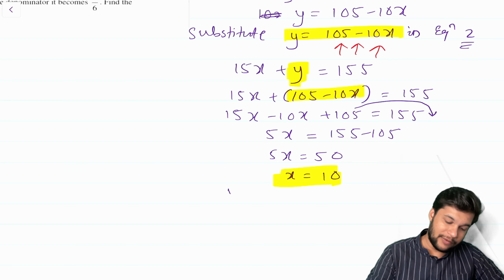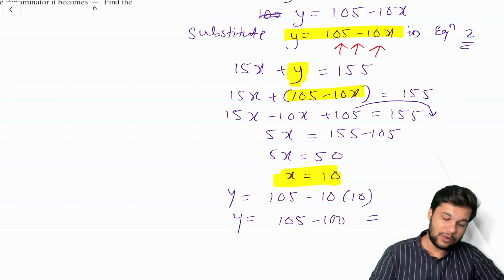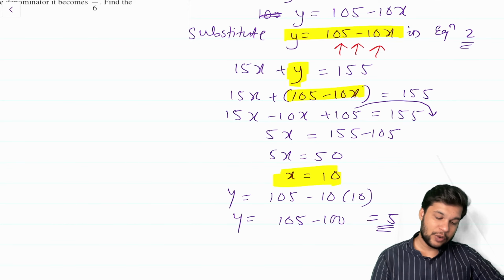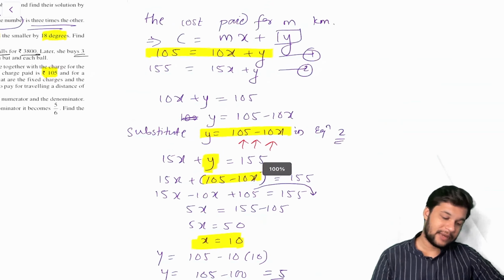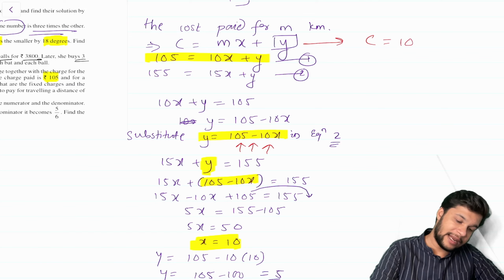So y equal to 105 minus 10 times 10. So y equal to 105 minus 100 equal to 5. ठीक है, ये आ गया 5. So x is 10, y is 5. Now let's consider this equation again. C equal to x is 10, so 10m plus y is how much?